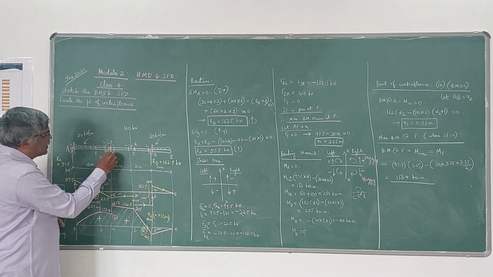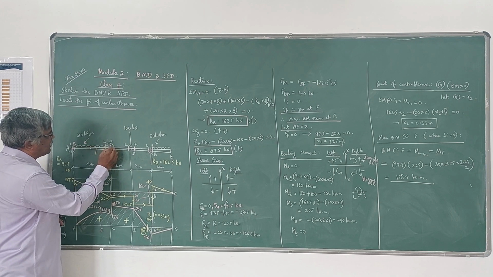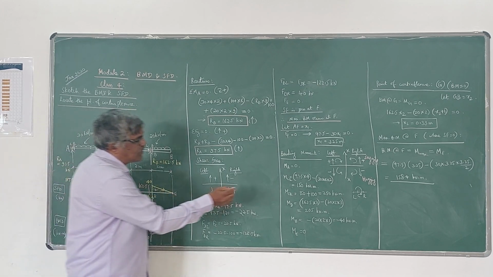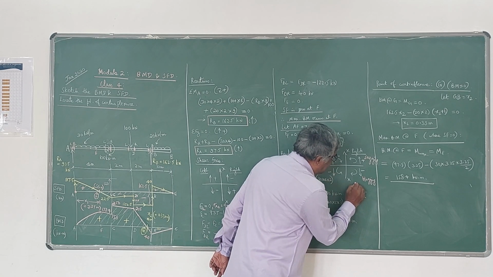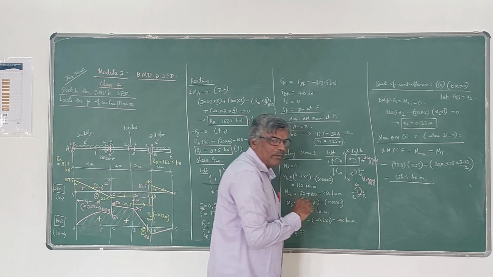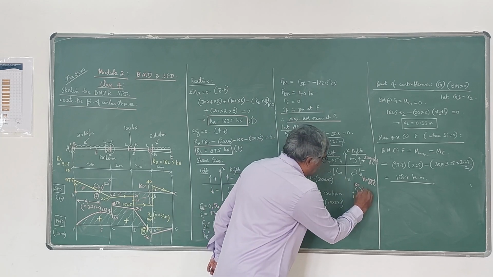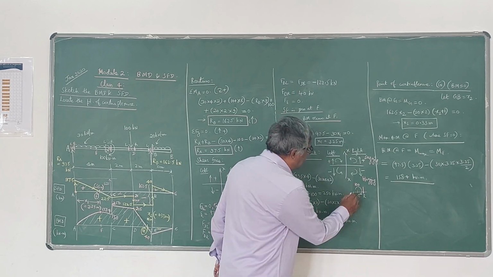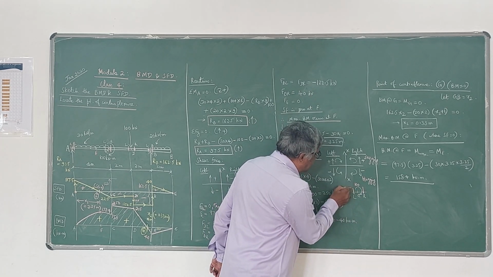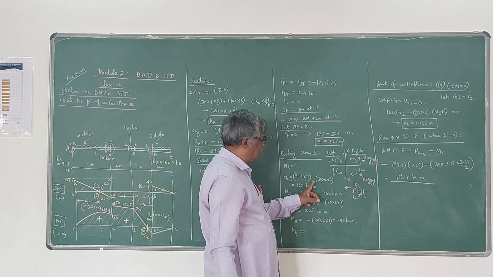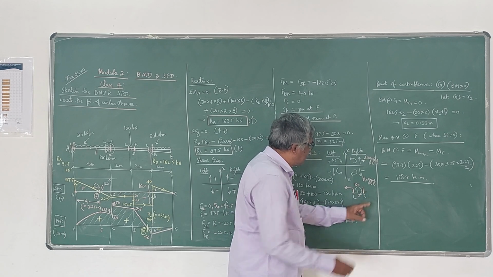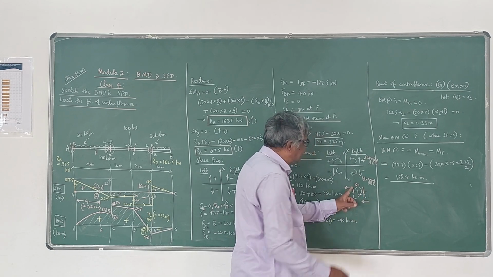In addition to that, since you are seeing the left side, now you are calculating the bending moment here. At C, a 100 kilonewton meter moment is given. When you are just left of C and seeing the left side, this 100 is not seen. That's why I have not taken that 100 there. But when you are here, just right of C, seeing the left side, this 100 is seen.